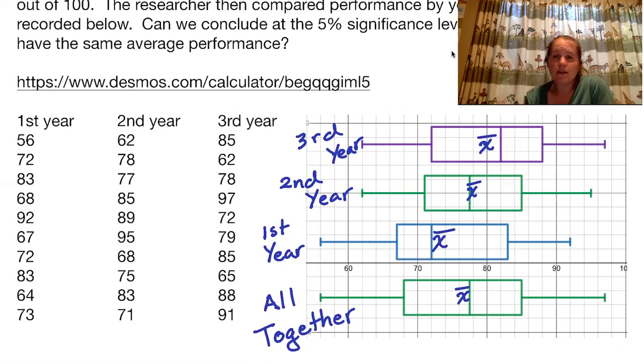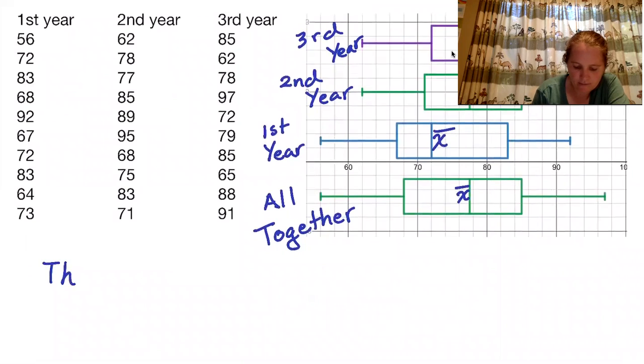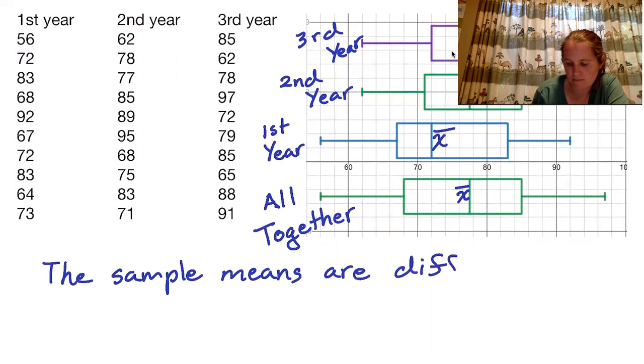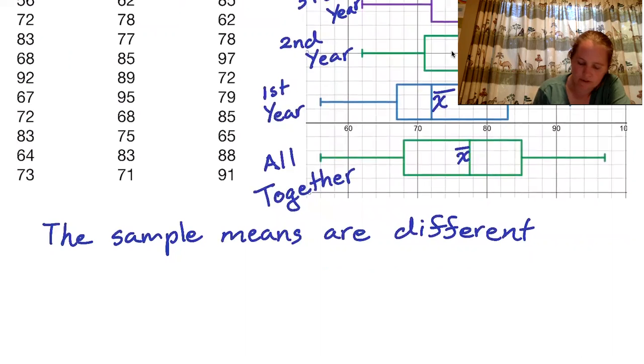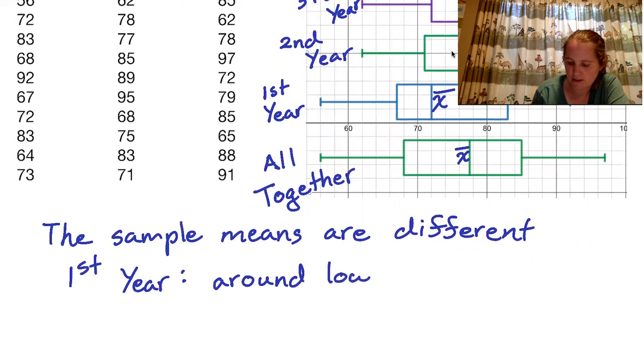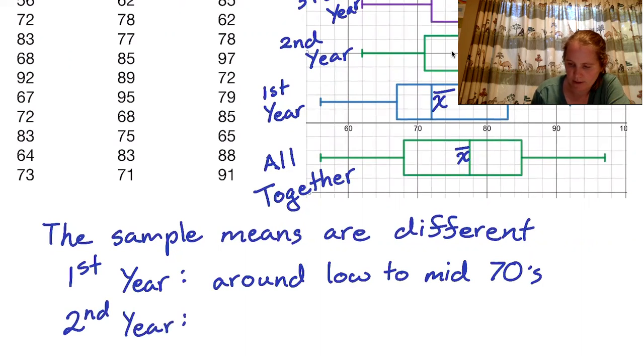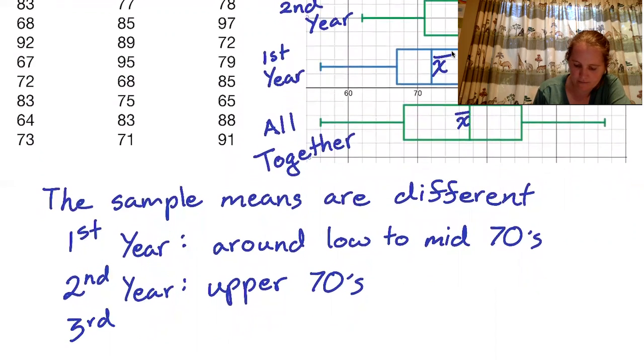So the sample means are different. The first year sample mean looks to be in the low to mid 70s, as opposed to the second year in the upper 70s and the third year around upper 70s or low 80s.